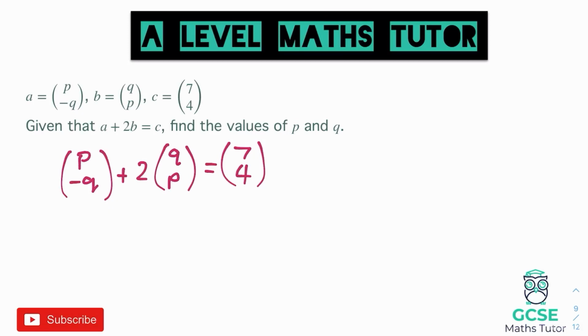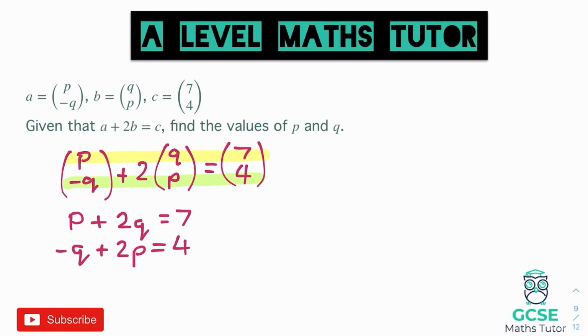Now we need to do 2 lots of p and q. So we've got p on the top, and let's just add together that top line there, but also multiplying that right vector, the p over q, by 2 at the same time. So we have p plus 2 q's, as we're going to multiply that one by 2, and that's going to equal the top number over there, which is 7. Now if we have a look at the bottom line, we've got negative q plus 2 lots of p, which is going to equal 4. So negative q plus 2 lots of p is going to be equal to 4.